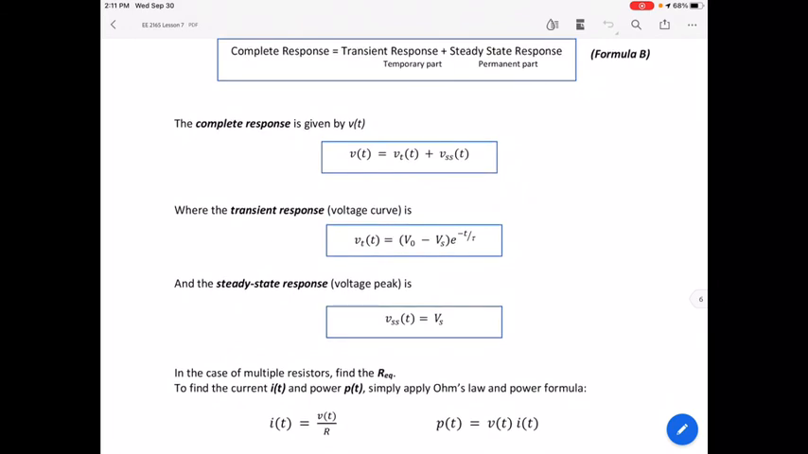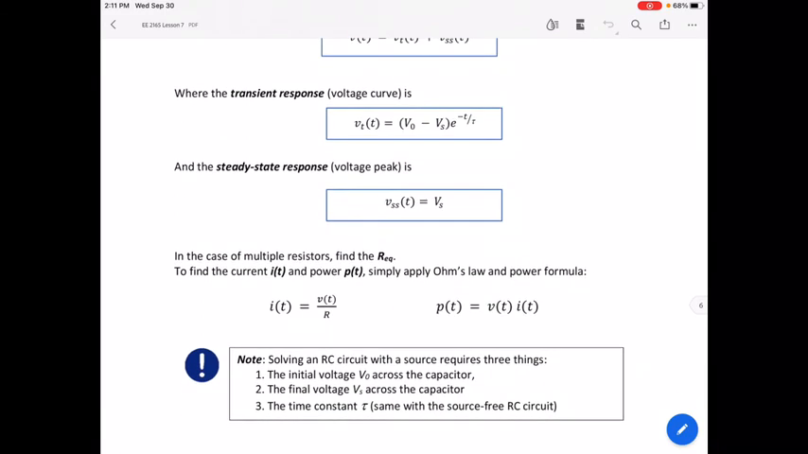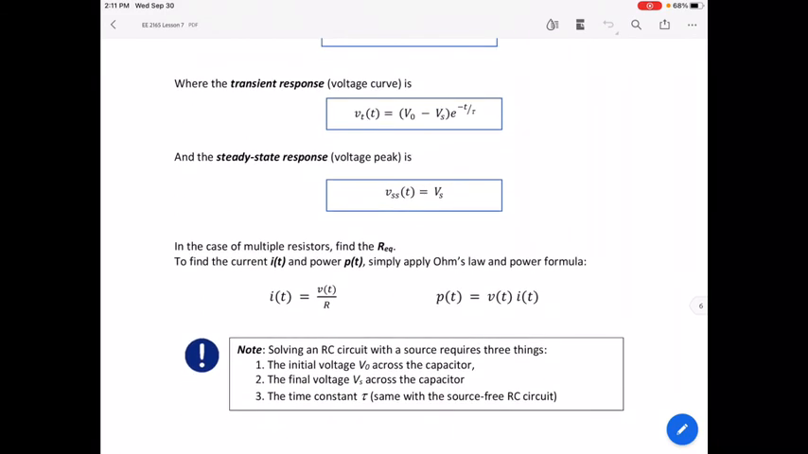Now in the case of multiple resistors, you just need to find the Req or the equivalent resistance, and to find the current you just need to apply Ohm's law, and to find the power you just need to apply the power formula. Now you need three prerequisites in order to solve the RC circuit with a source. First is the initial voltage V sub 0 across the capacitor, or the voltage at time t equal to 0. Second is the final voltage across the capacitor, or the steady state voltage. And the third of course is the time constant tau, which is the same as in the source free RC circuit.